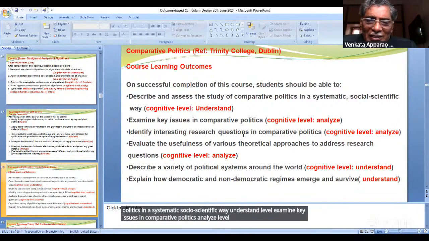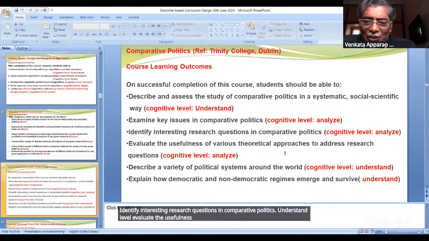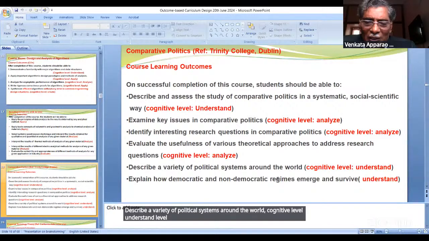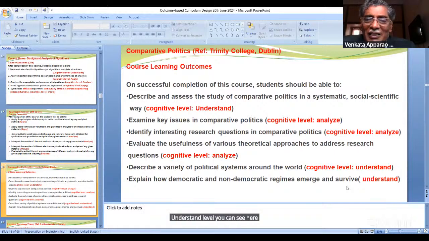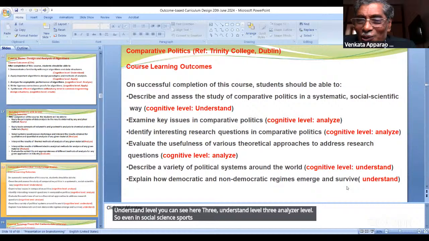Identify interesting research questions in comparative politics, understand level. Evaluate the usefulness of various theoretical approaches to address research questions, analyze level. Describe a variety of political systems around the world, understand level. Explain how democratic and non-democratic regimes emerge and survive, understand level. You can see here, 3 understand level, 3 analyze level. So even in a social science course, you can write course learning outcomes at analyze level. Please note this point.